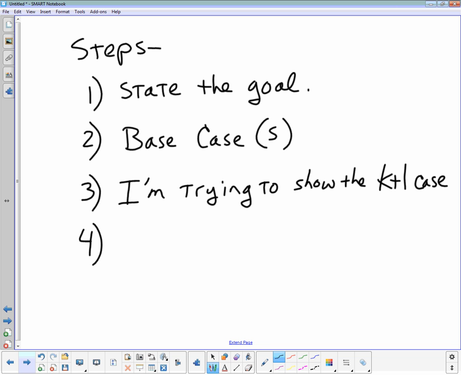Then we state the assumption. To do this, we begin with the assumption. And that's usually the K case, right? We assume it's true up until K, and now we're going to start taking steps and show that the next step works too.